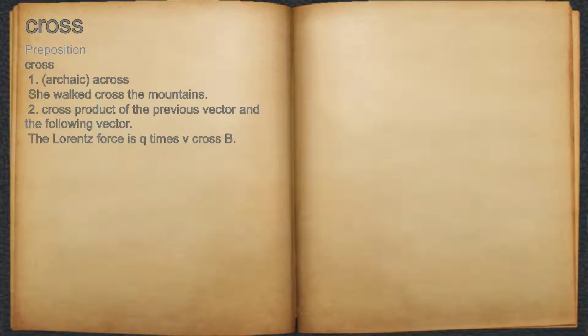Cross. Preposition. 1. Archaic. Across. For example, she walked cross the mountains. 2. Cross product of the previous vector and the following vector. For example, the Lorentz force is q times v cross B.